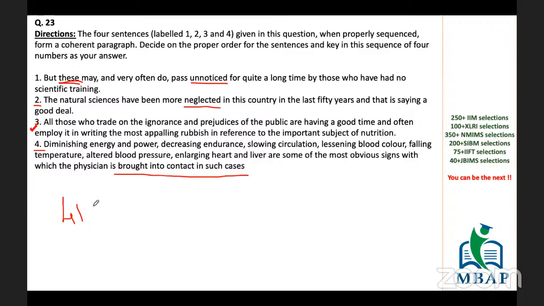So if I keep third after first, then again, what we saw earlier, that if I'm talking about object A, I need to finish with object A. I cannot say two things about A, then one sentence about B, and then again A. No. So this one is basically again talking about how we are ignoring, how things are going unnoticed, how we are neglecting the natural science of our body. Okay. So this clearly mentions that I need to put second here.